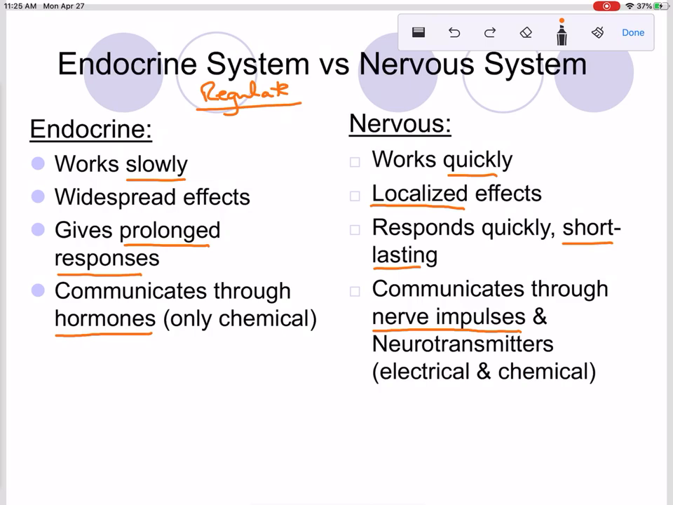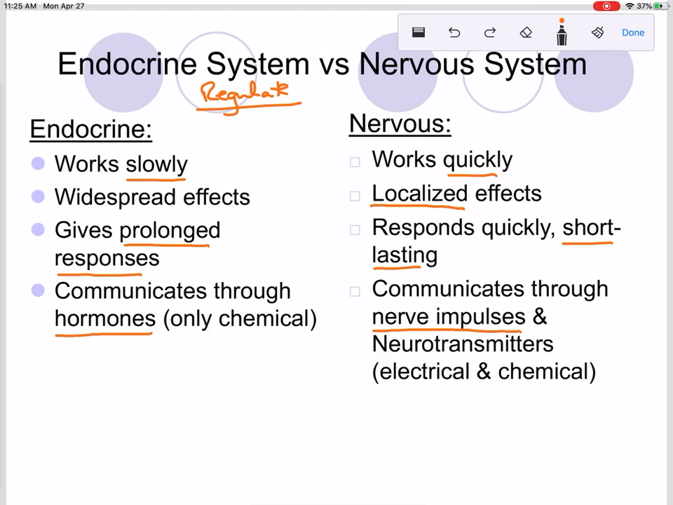However, once a hormone gets to a target tissue, it tends to have more prolonged responses. A nerve impulse gets somewhere quickly, and for example, it can contract a muscle, and then it's done. Nerve impulse gets there, contraction, done. Versus an endocrine system. Think about the growth hormone. It takes longer to get to the muscles, but once it gets there, it can result in growth of that muscle for hours or days.